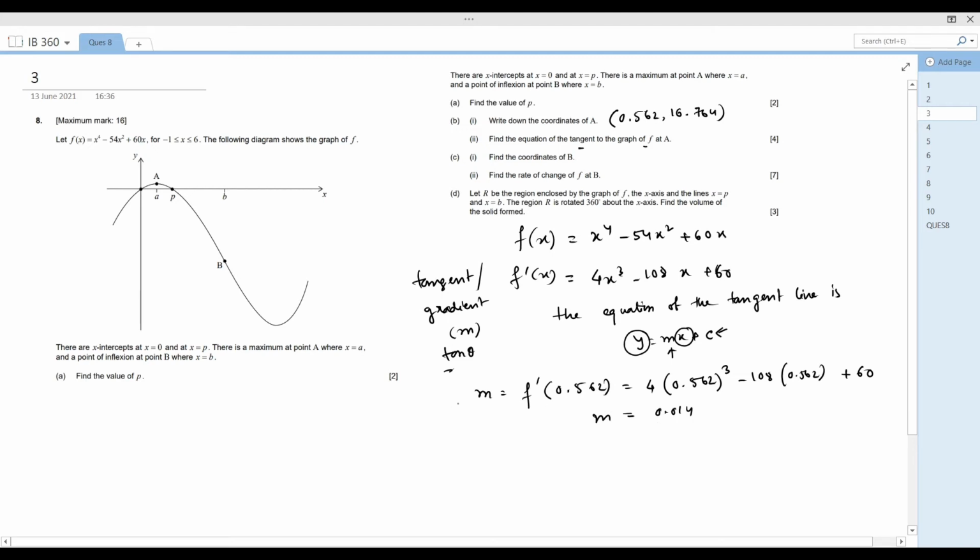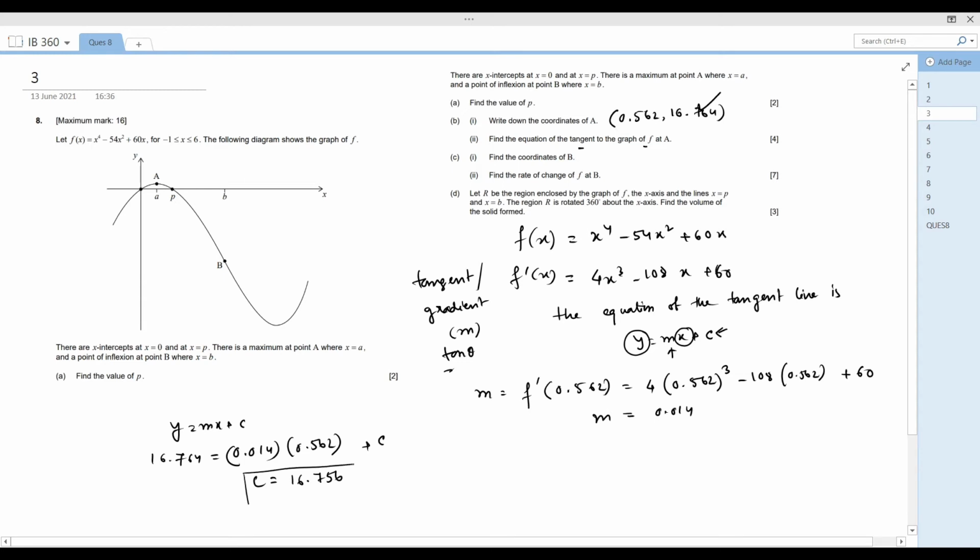Now y equals mx plus c. The value of y is 16.764, I have taken the value from this. So 16.764 equals the value of m, 0.014, into the value of x, 0.562, plus c. From this equation we get the value of c as 16.756.